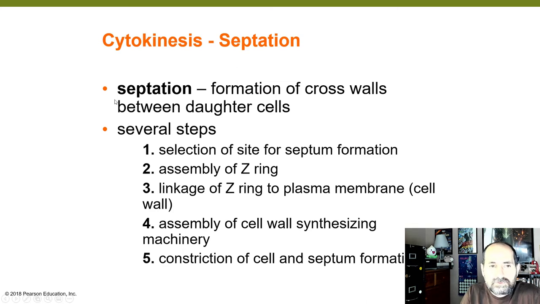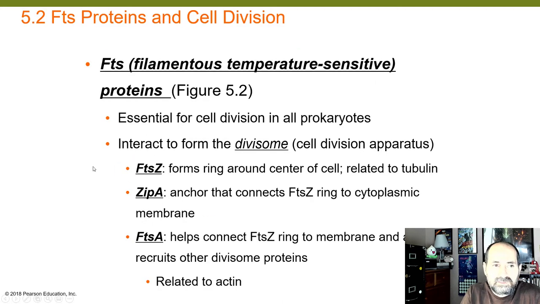Now let's take a closer look at septum formation. During septum formation, you have various steps. First, you have to select the site for septum formation, then assemble what's known as the Z ring. Then link the Z ring to the plasma membrane, then assemble cell wall synthesizing machinery, and finally constrict the cell and proceed with septum formation. So I'm going to show you step by step what is entailed here.